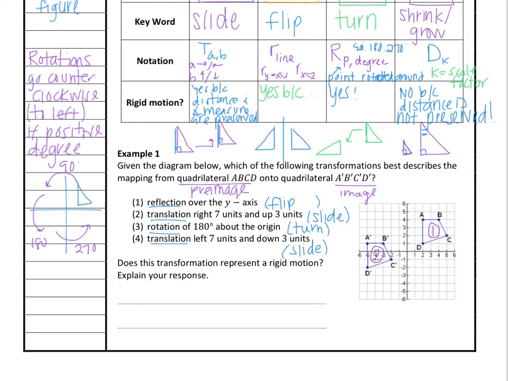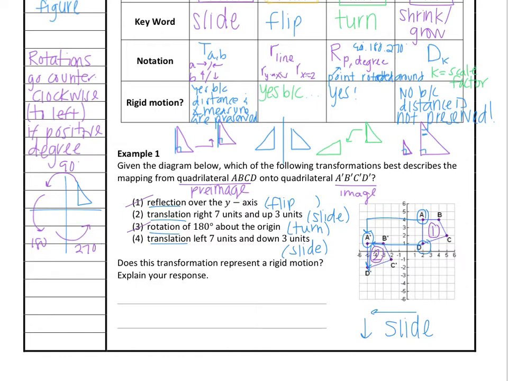So we have to decide what's happening here. It looks like I'm taking A and moving it to the left and down. I could say the same thing about D. To the left and down. Probably the same thing about B and C. So if I'm taking it to the left and down, that's a slide. So I can immediately cross off choice 1 and choice 3.